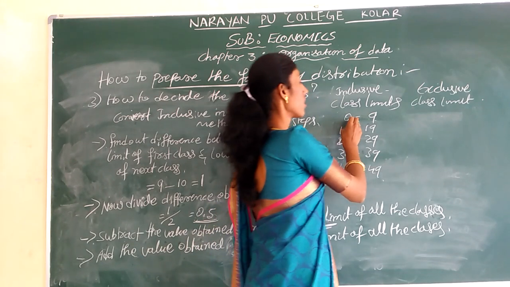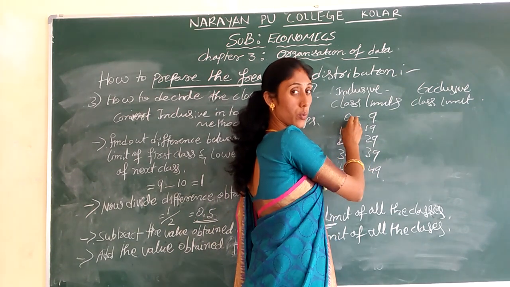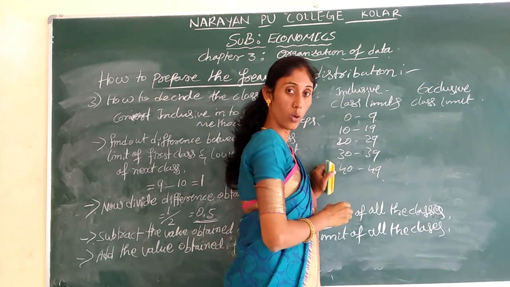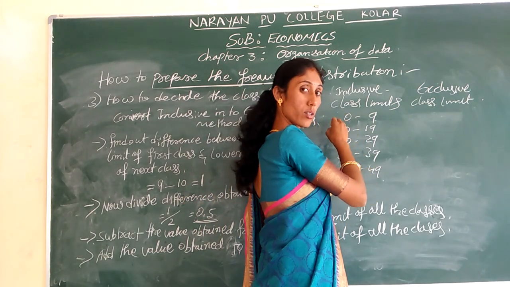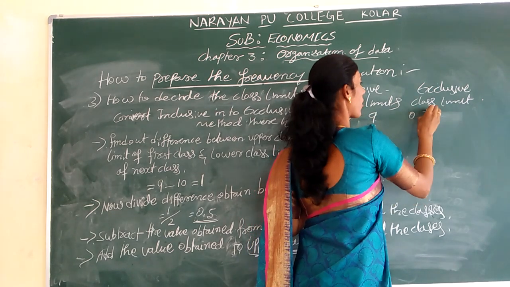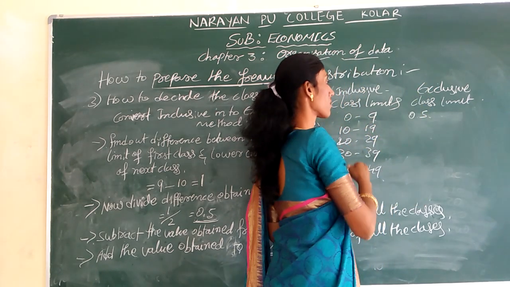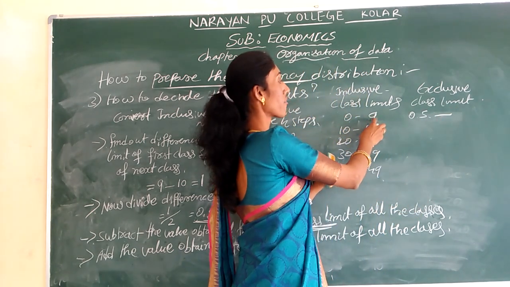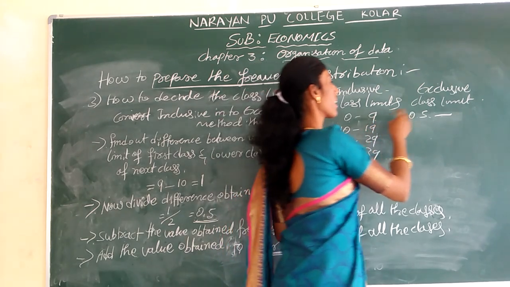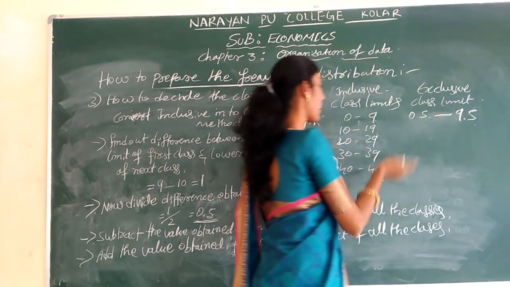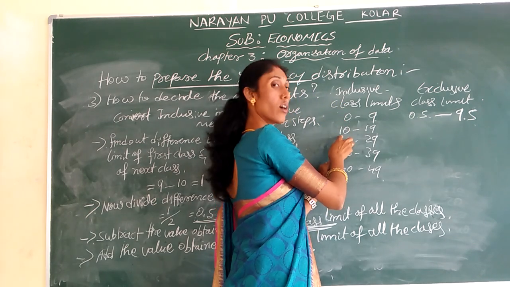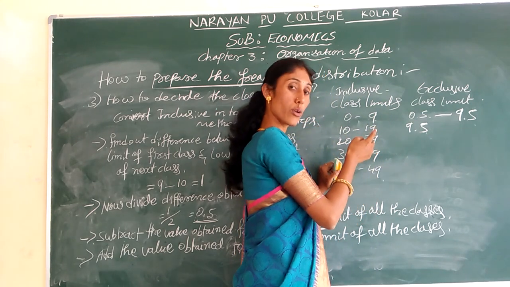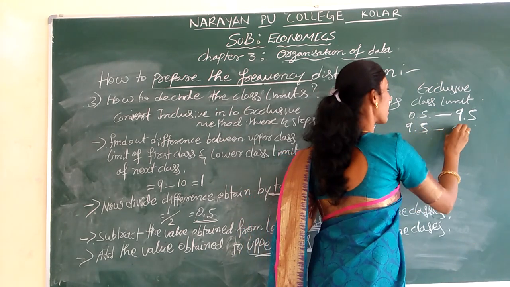We need to subtract from the lower class limit and again add to the upper class limit. Now the lower class limit is 0. We need to subtract from the lower class limit: 0 minus 0.5 would be minus 0.5, but it will be considered 0 only. And adding 0.5 to the upper class limit, we get 9.5. Again subtract 0.5 from the lower class limit 10, giving 9.5, and add 0.5 to the upper class limit 19, giving 19.5.